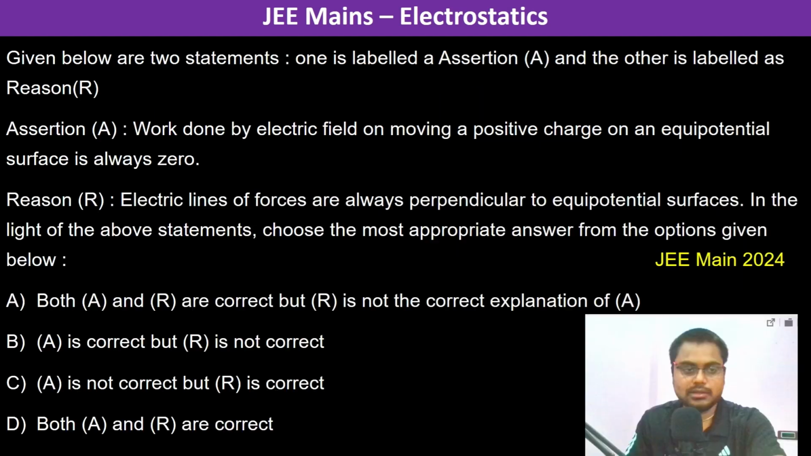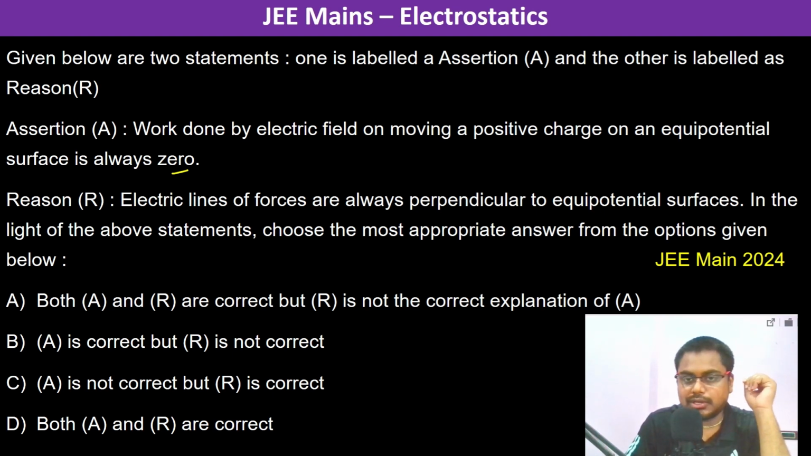Given below are two statements. One is labeled as assertion and the other is labeled as reason. Assertion: work done by electric field on a moving positive charge on an equipotential surface is always 0. Yes. Why? Because moving a positive charge on an equipotential surface.